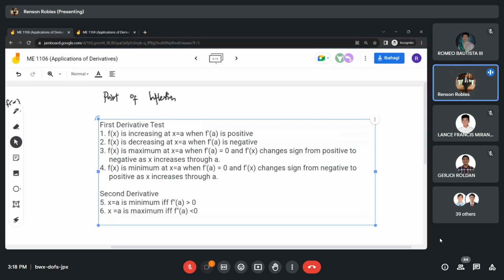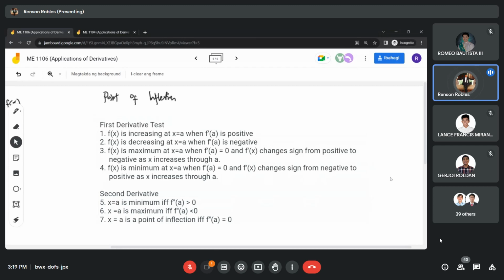And, sir, what if it equals 0? 7, then x equals a is a point of inflection if and only if f double prime of a equals 0. Okay, so those are the things you need to remember. You keep on reading first. Okay, so underline the keywords there and then I'll give you an example. Right? You tell me when you're done.